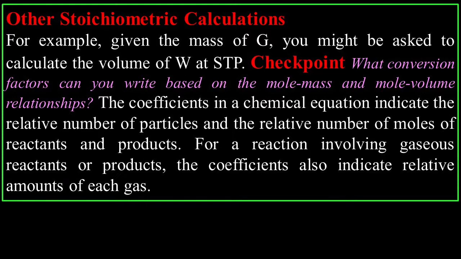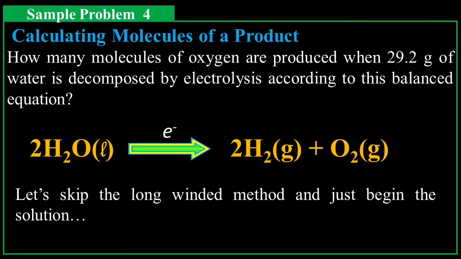Checkpoint. What conversion factors can you write based on the mole mass and mole volume relationships? The coefficients in a chemical equation indicate the relative number of particles and the relative number of moles of reactants and products. For a reaction involving gaseous reactants or products, the coefficients also indicate relative amounts of each gas in terms of the moles. Sample problem 4, calculating molecules of a product. How many molecules of oxygen are produced when 29.2 grams of water is decomposed by electrolysis according to this balanced equation? 2 moles of water yield 2 moles of hydrogen plus 1 mole of oxygen.